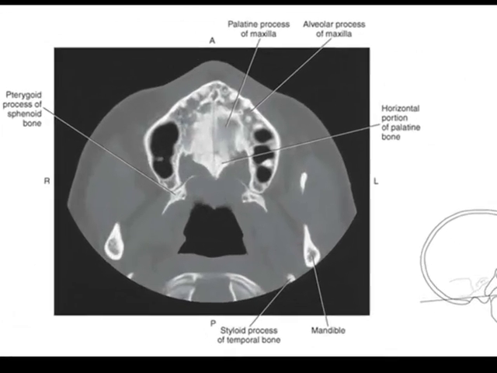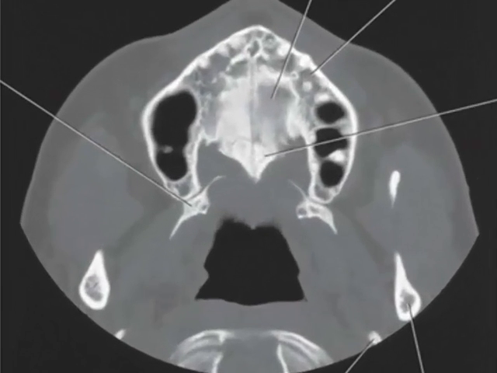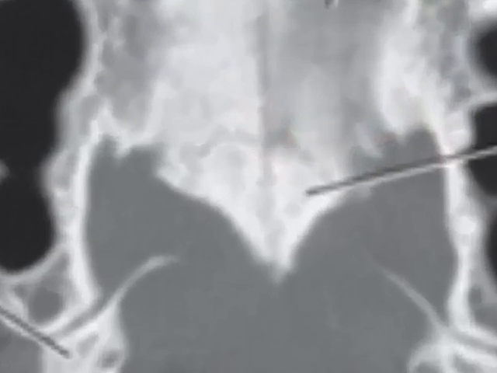This is an axial CT image obtained at the inferior aspect of the maxilla. At the top of the image, the curved structure on the periphery is the alveolar process of the maxilla, which holds the roots of the upper teeth. This structure is the palatine process of the maxilla. Here is the horizontal plate of the palatine bone. Both of these bones are visible bilaterally on each side of the faint suture line.